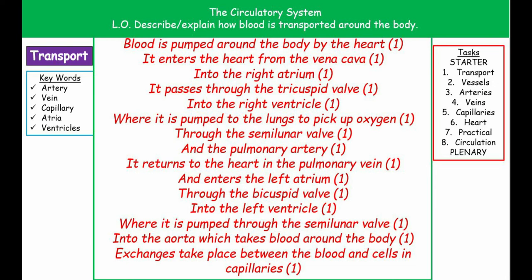It then travels through the semilunar valve and the pulmonary artery in order to actually get to those lungs. So if you've got the semilunar valve and pulmonary artery, you can get a mark for each of those parts.